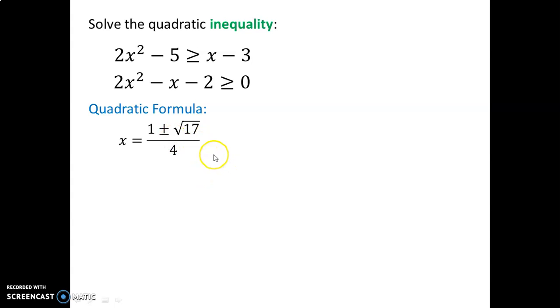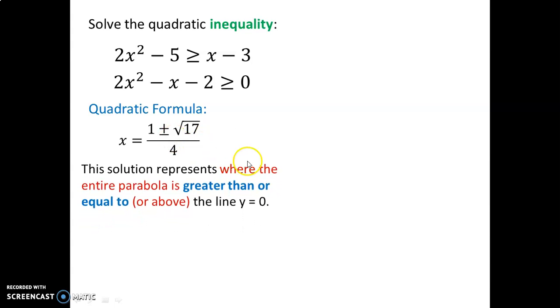That can be given as decimal values, so we'll see those in just a moment. But this solution represents where the entire parabola is greater than or equal to the line y equals 0 right here. Okay, so graphing the parabola.